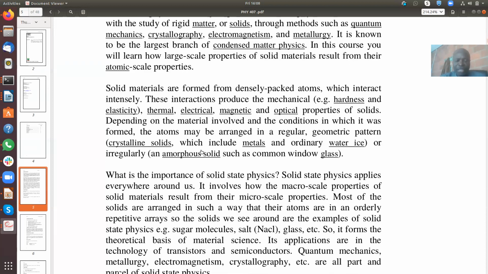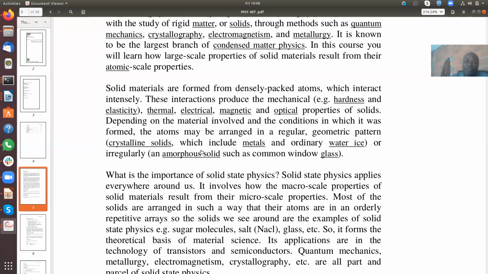So the question is, what is the importance of solid state physics? Solid state physics applies everywhere around us. Like I said some minutes ago, most of the devices we are using today consist of materials built from the concept of solid state physics. It involves how the macro scale properties of solid materials result from their micro scale properties, that is, from macro to micro.